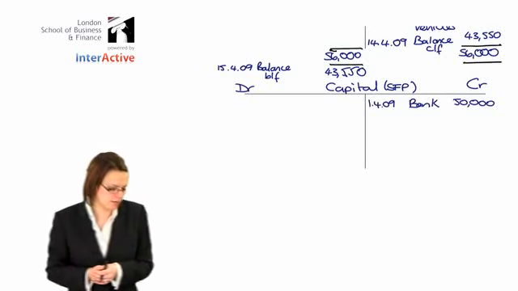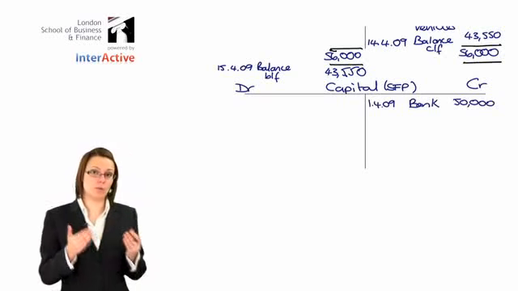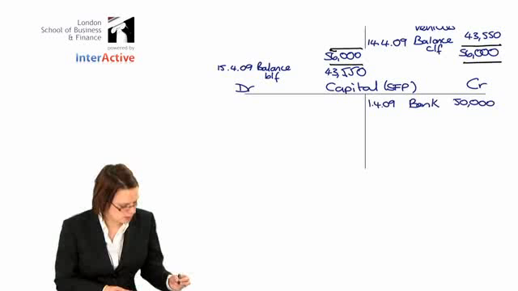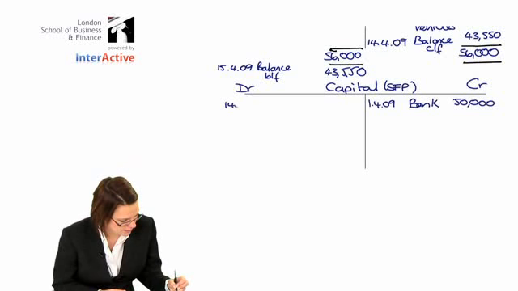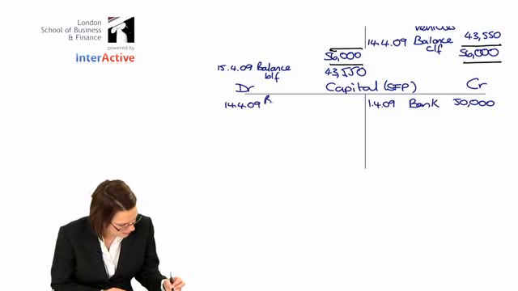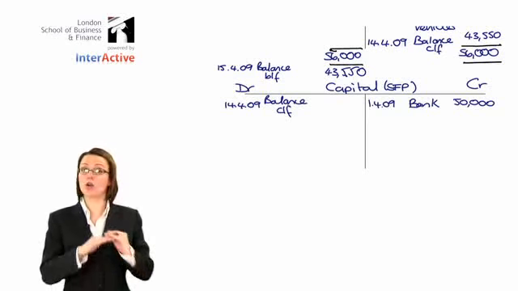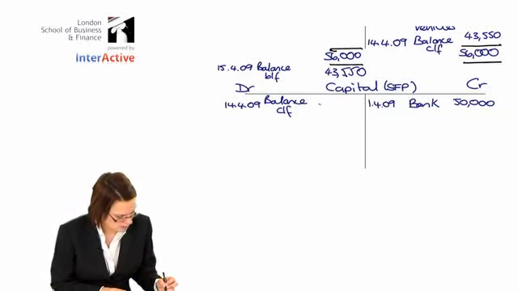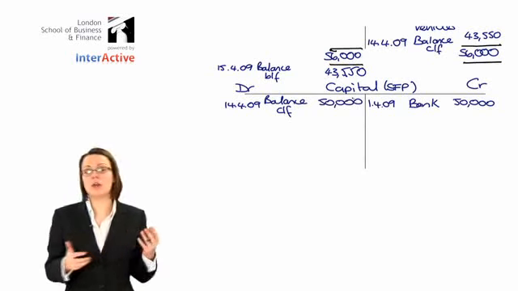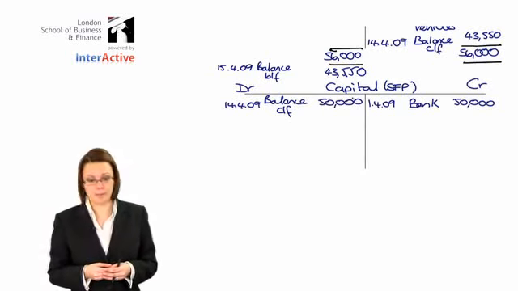You just identify the higher side and get the lower side to equal that. And we can do that here. Our balancing figure will be on the debit side, the lower side, for $50,000. So, on the 14th of April 09, balance carried forward, our closing balance is $50,000. Notice both sides are equal.